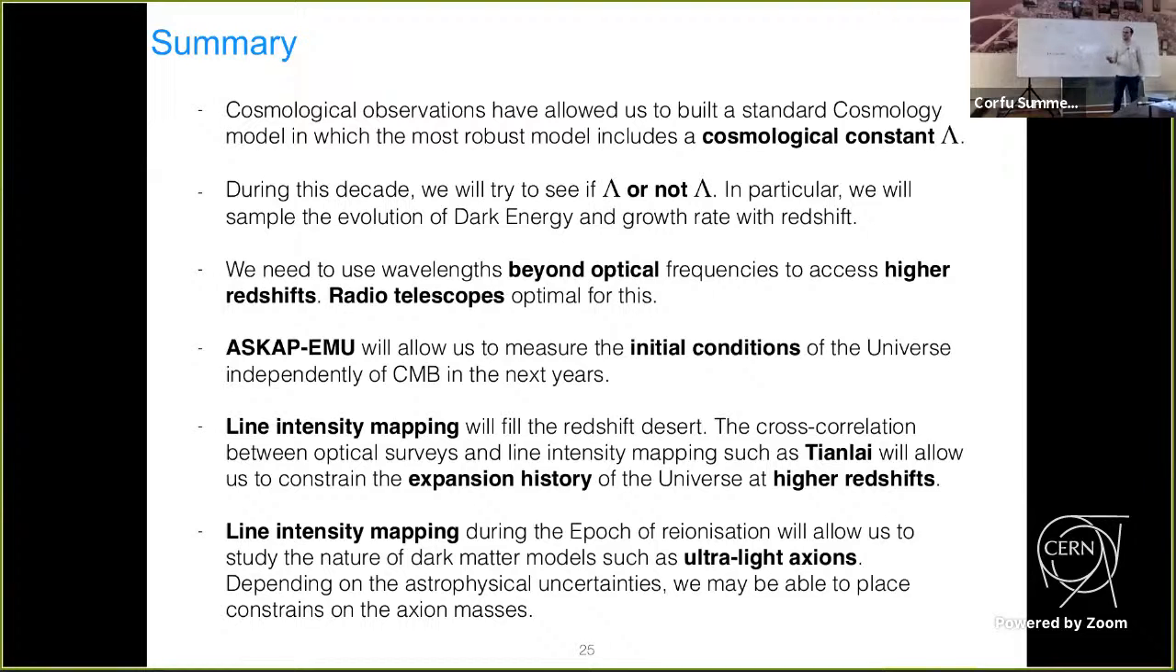Hubble constant problem. And then with line intensity mapping in general, but especially with 21 centimeter line intensity mapping, we can go to higher redshifts. We can try to check the evolution of the growth rate at higher redshifts and check in case some models differ at higher redshifts. And then we can also measure, in the epoch of reionization, anything related to the nature of dark matter, as in this case, where we have done that with ultralight axions. But depending on astrophysical uncertainties, we may be able to place constraints at different levels. So yeah, Evaristo.